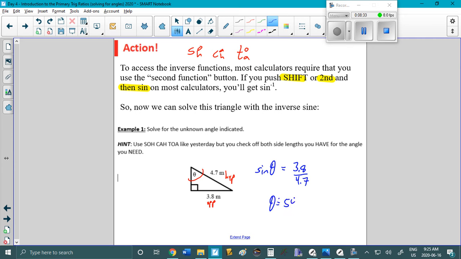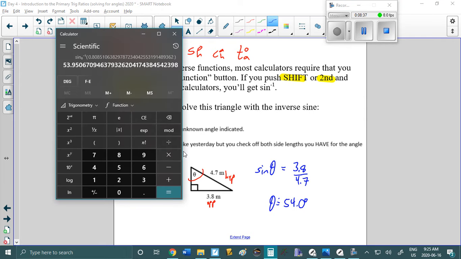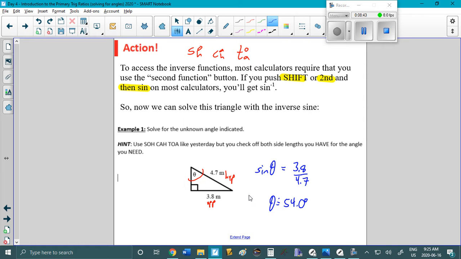So I divided the numbers, and then I do second sine, and I get theta equals approximately 54.0 degrees. And that's after I rounded to one decimal place. So this 5 would kick up the 9, which would kick up the 3. Okay? That's it. A few more examples and you'll have some homework.